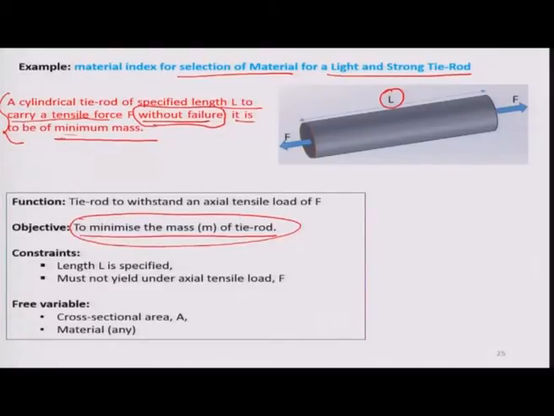Now, free variable. The free variable is the cross sectional area, because in the problem statement cross sectional area is not mentioned. It means you can choose any dimension of cross section of your tie rod, and you can choose any material. But within this environment, with the objective of minimizing the mass of the tie rod and this constraint, which material will be good, that we will have to decide.